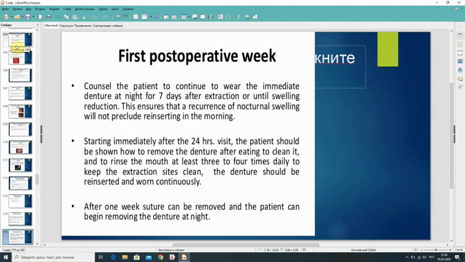Starting immediately after the 24-hour visit, the patient should be shown how to remove the denture after eating to clean it, and to rinse the mouth at least 3 to 4 times daily to keep the extraction sites clean. The denture should be reinserted and worn continuously. After 1 week, sutures can be removed and the patient can begin removing the denture at night.